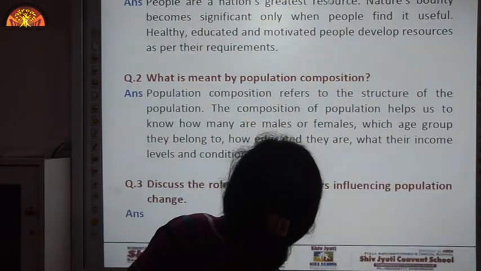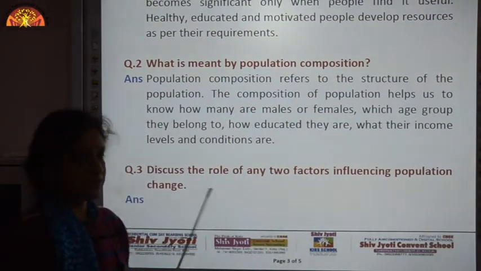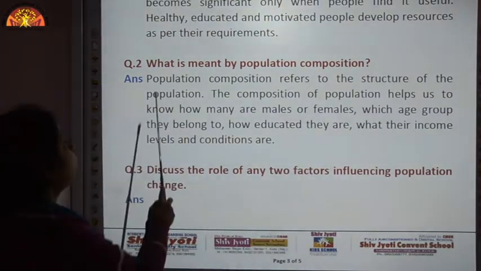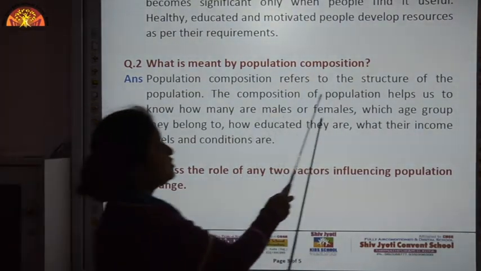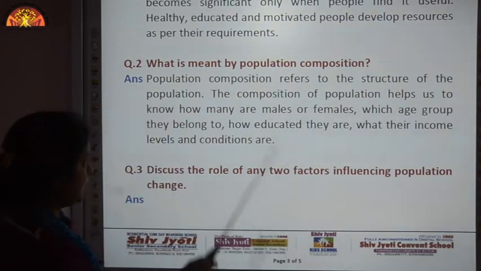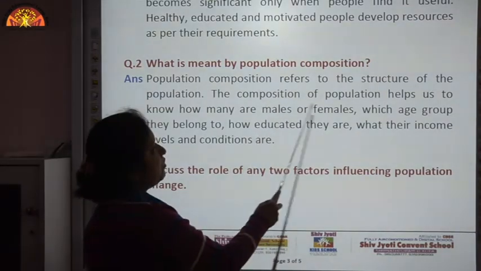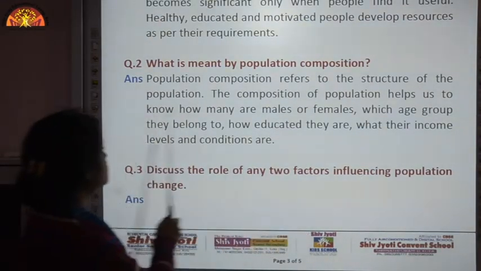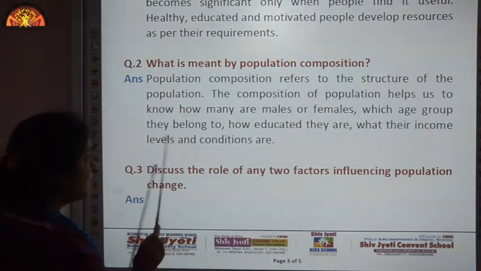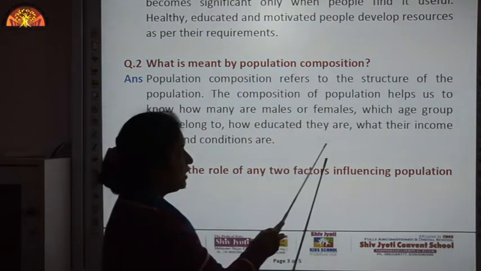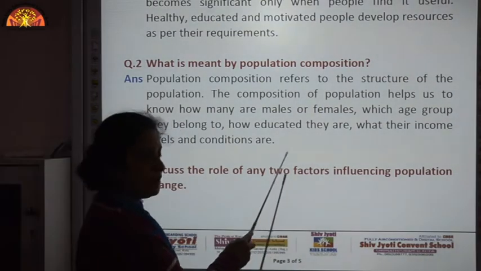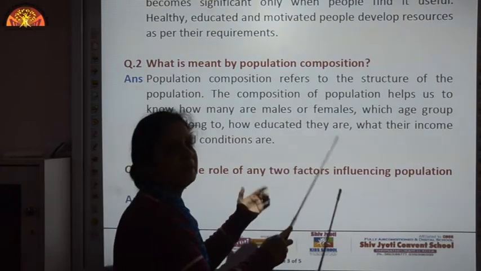What is meant by population composition? The term population composition I have just explained to you. Population composition refers to the structure of the population. What type of structure does the population have? The composition of population helps us to know how many are males or females, which age group they belong to, how educated they are and what their income levels and conditions are, means in which type of employment they are.